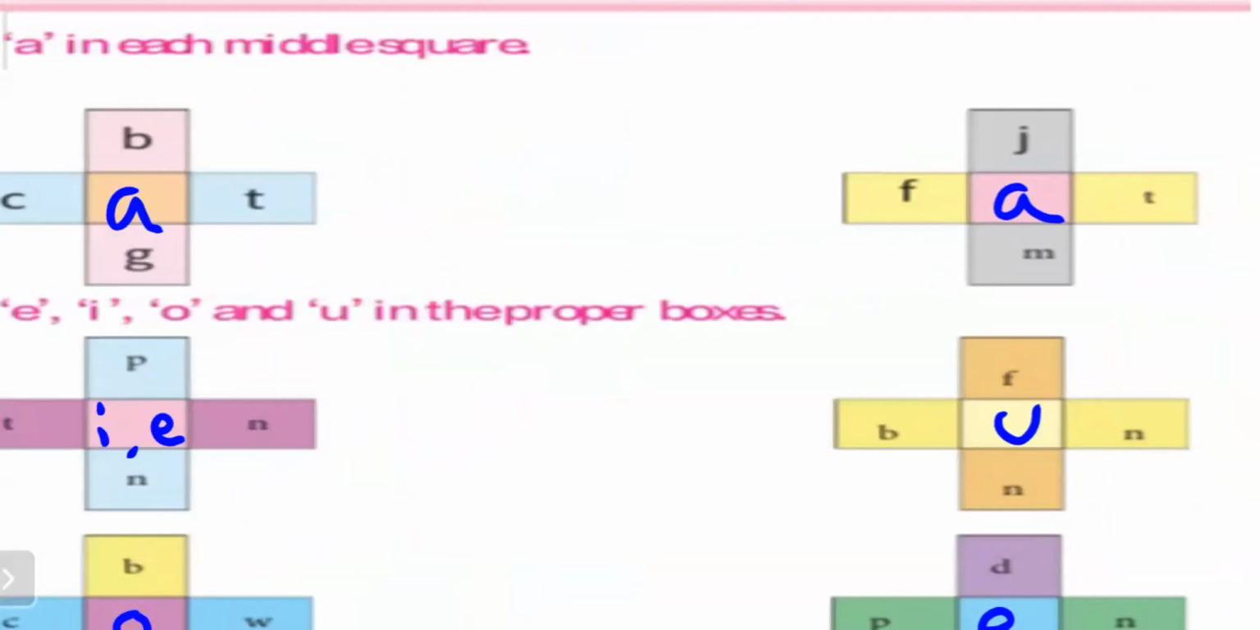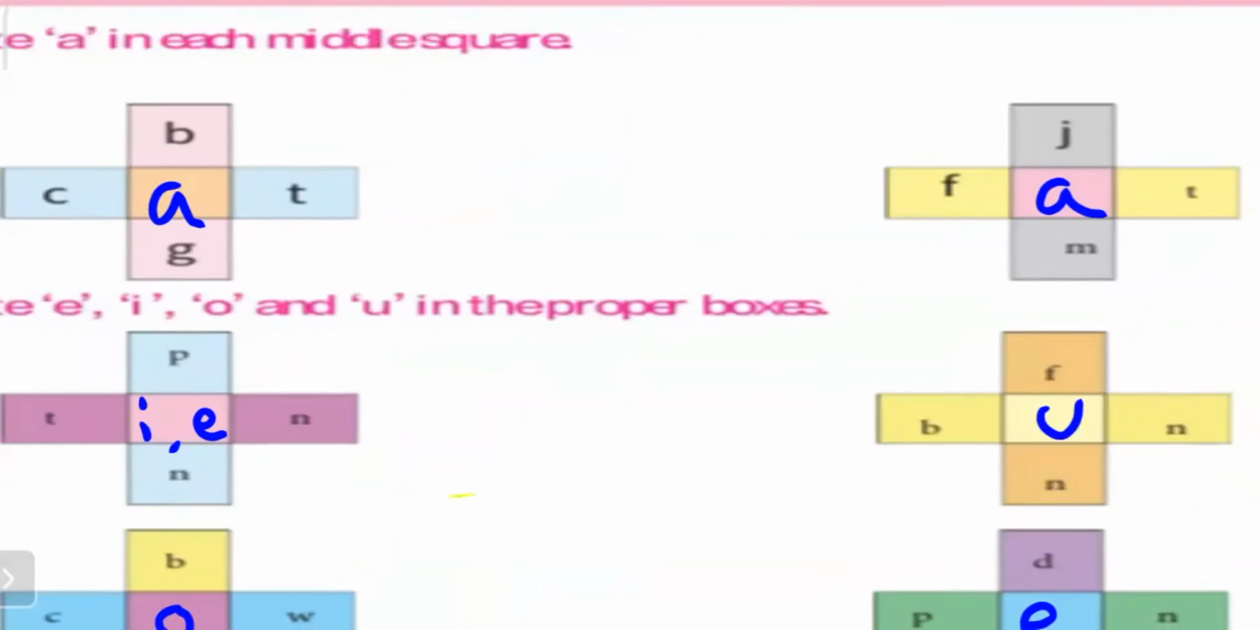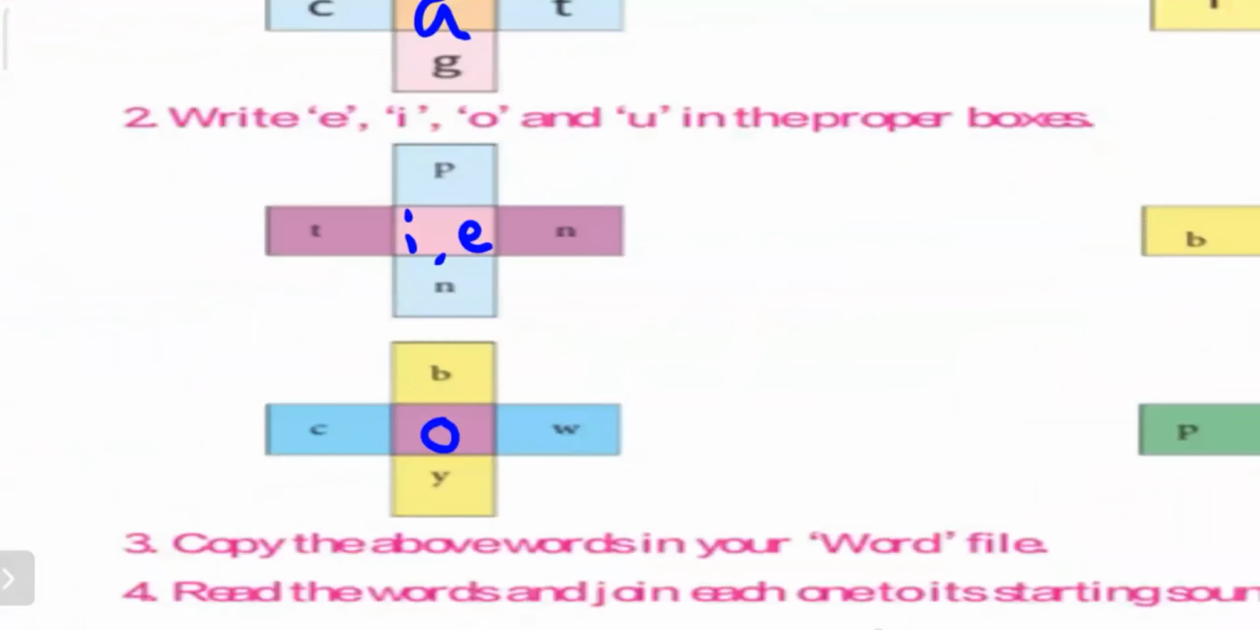Similarly, after adding the vowel U, the words formed are F-U-N, fun, B-U-N, bun. Down, after adding the vowel O, the words formed are B-O-Y, boy, C-O-W, cow.